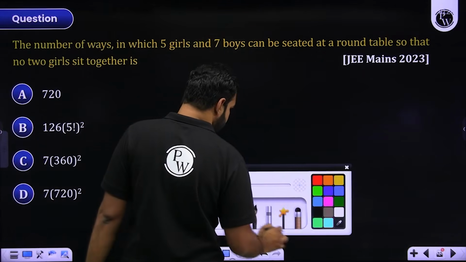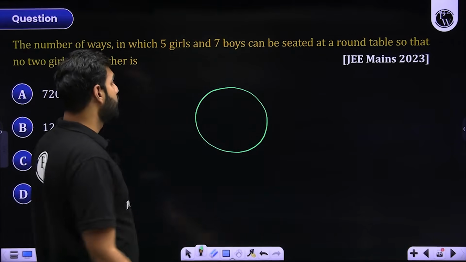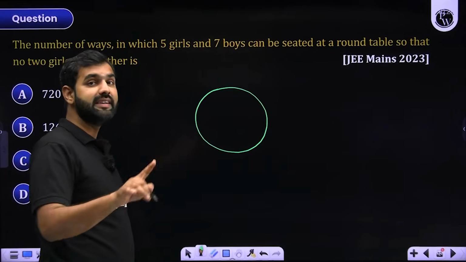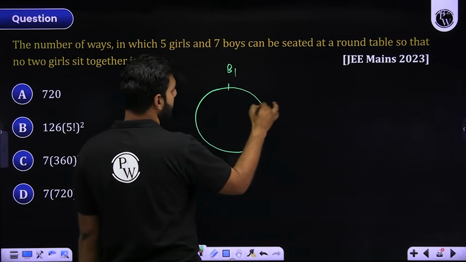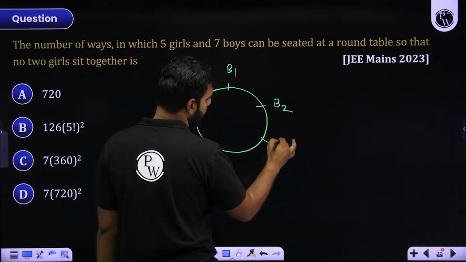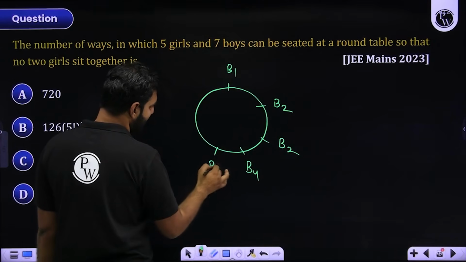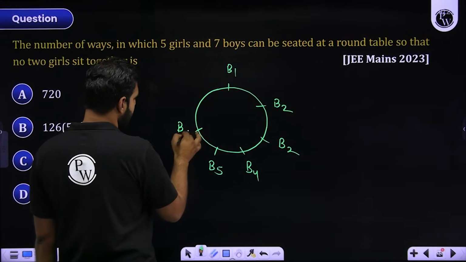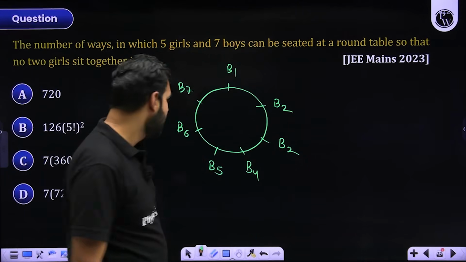I am having a circular arrangement here in which I am having 7 boys. So first, let's make these 7 boys sit on this circular arrangement. Let's say this is boy 1, then you have boy 2, then you have boy 3, then boy 4, then there boy 5 sits, then this is boy 6, and that's your boy 7. So these are 7 boys, right?